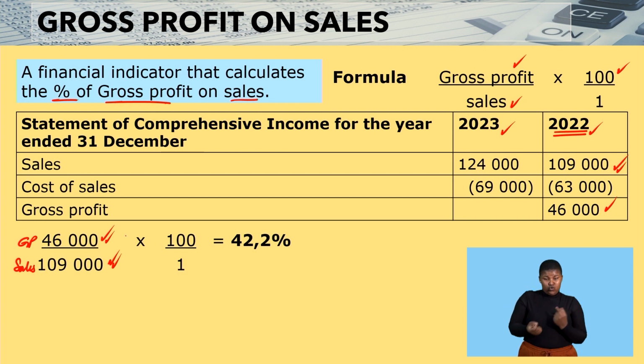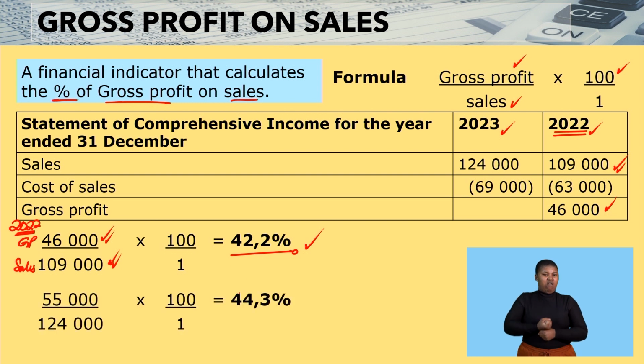So if you take your calculator, punch 46,000 divided by 109,000. Then you multiply this by 100 over 1. Then you get 42.2%. This is for the year 2022.